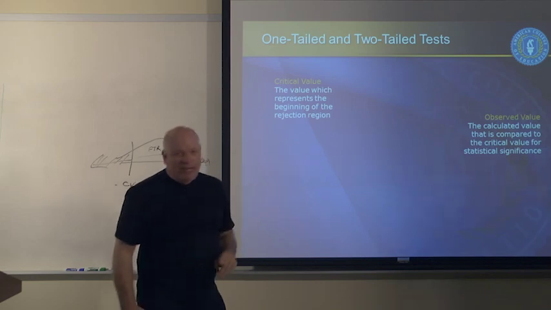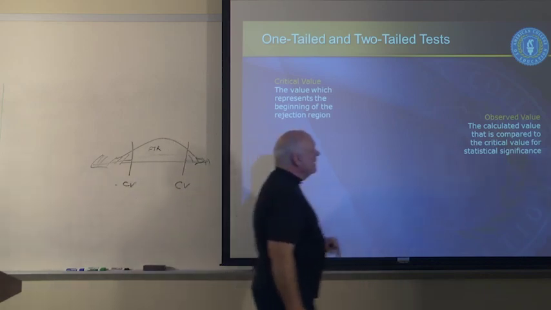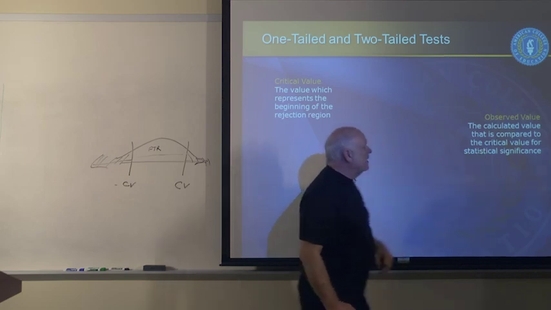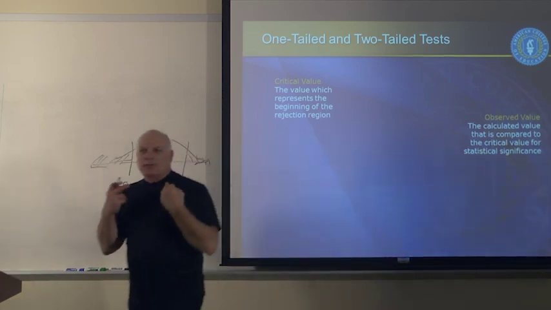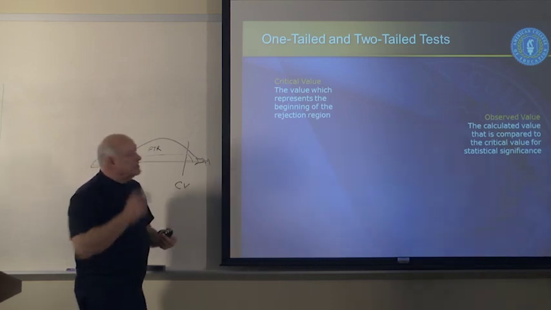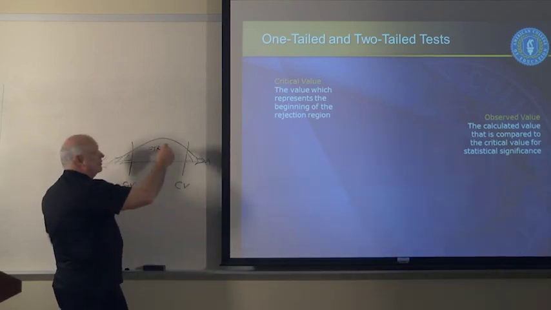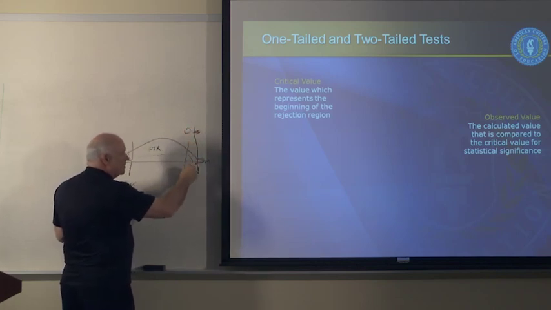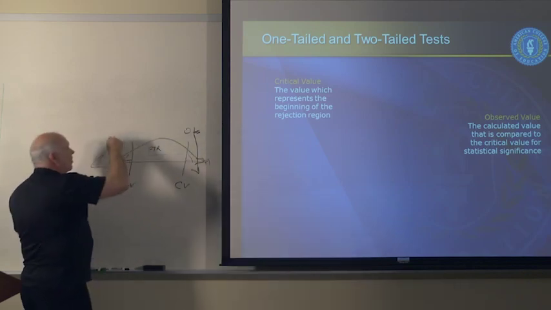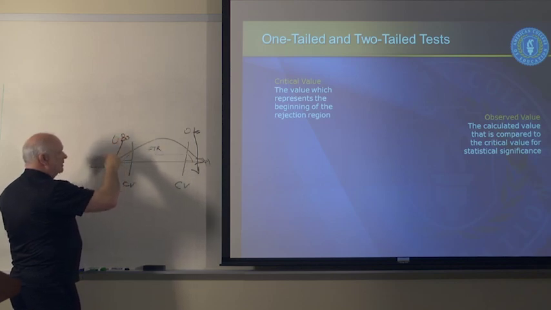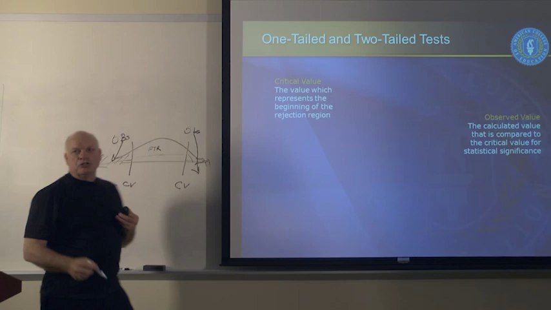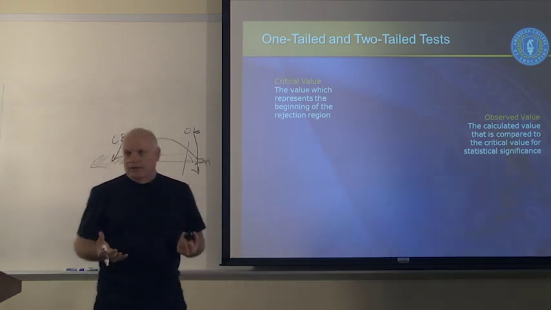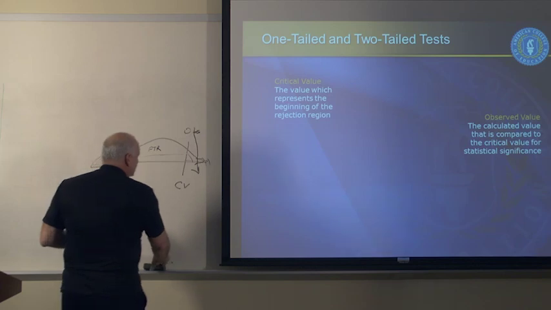Then you have the observed value, the calculated value that is compared to the critical value for statistical significance. So I'm going to crunch the data using whatever statistical formula, and I'm going to come up with an observed value, OBS. And if that observed value falls at or beyond the critical region on either end of the distribution, then I'm going to have statistical significance. That's on a two-tailed test.